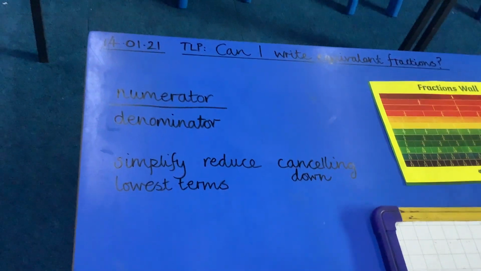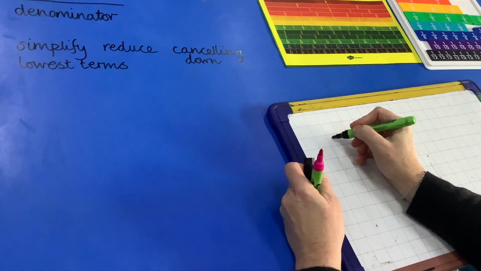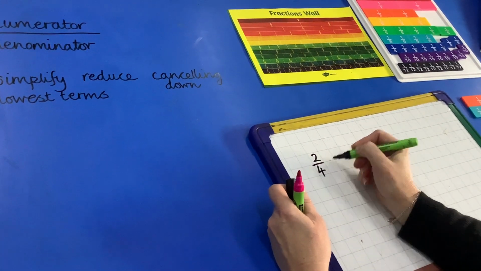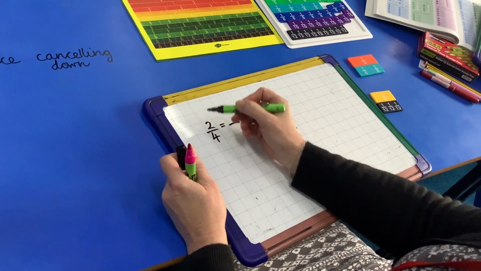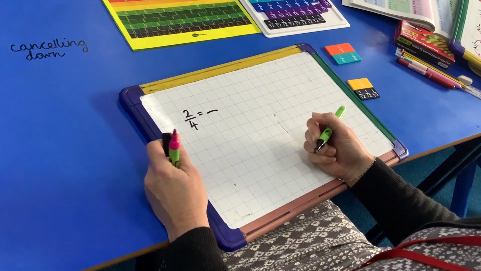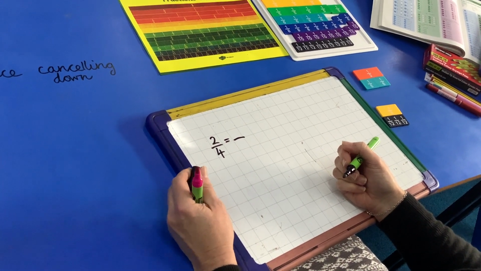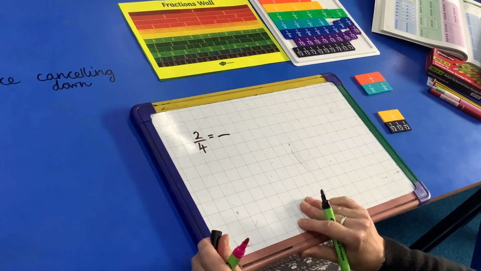I could have, let me just think, 2/4. I know this is a very, very simple one. Now, if I want to write this in its simplest form or to reduce it, instead of multiplying the numerator and the denominator, I do the inverse. I have to divide.